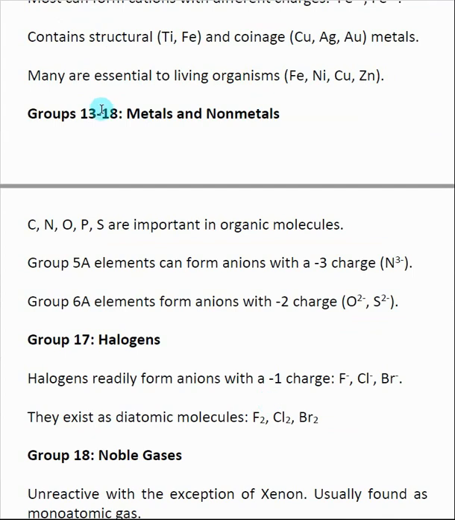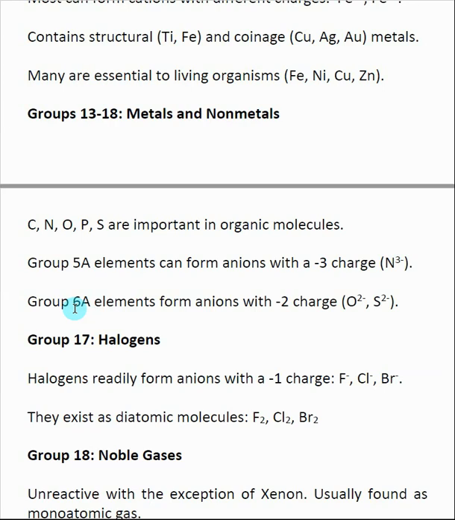So group 13 through 18, that's the upper right-hand corner of the periodic table. These are metals and nonmetals. This is where we get into organic chemistry. In organic chemistry, you spend a whole year talking about the bonding ability of the element carbon, and in there, nitrogen, oxygen, and some of these other ones like phosphorus or sulfur are also very important parts of organic molecules. Group 5 elements, the column with nitrogen, tend to form -3 charges.